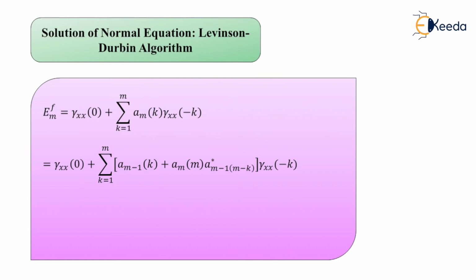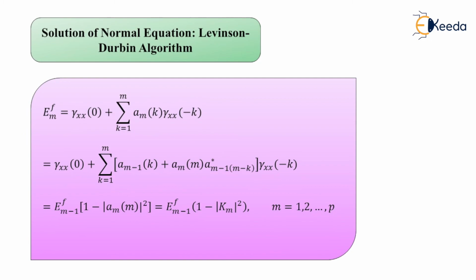So here we represent capital E suffix m minus 1 to the power f multiplied to the square bracket that has 1 minus mod square a suffix m of m, and this can be further written as capital E suffix m minus 1 to the power f times 1 minus mod square of capital K suffix m, where m is 1, 2, 3 and so on up to small p here. So here capital E suffix 0 to the power f is equal to gamma suffix xx of 0 here.